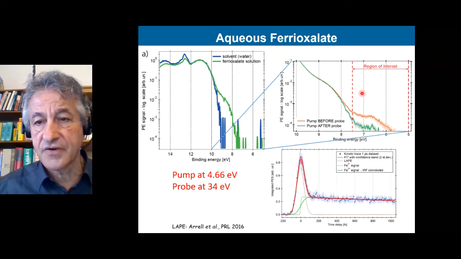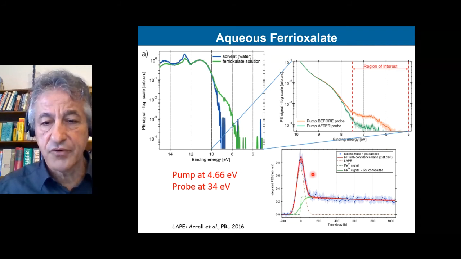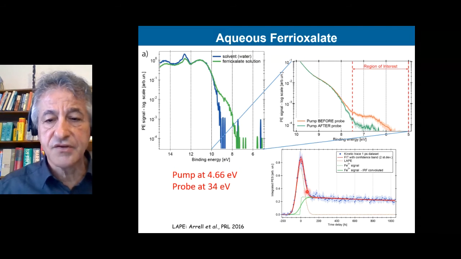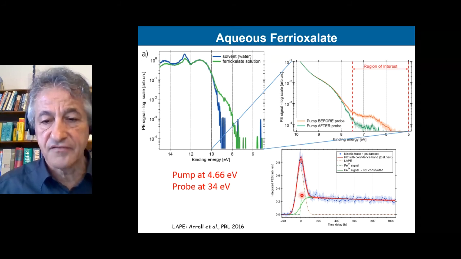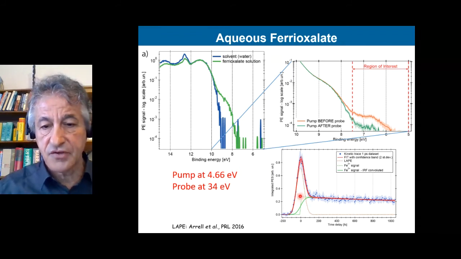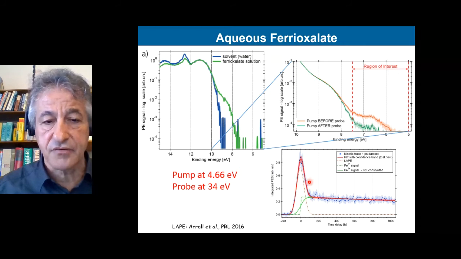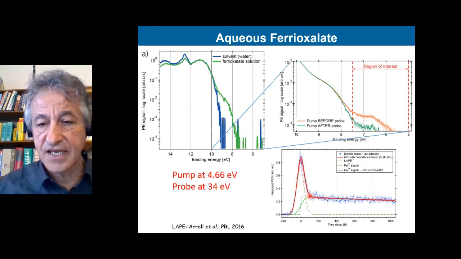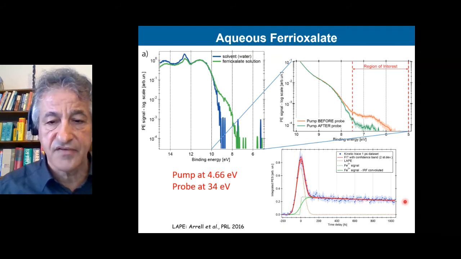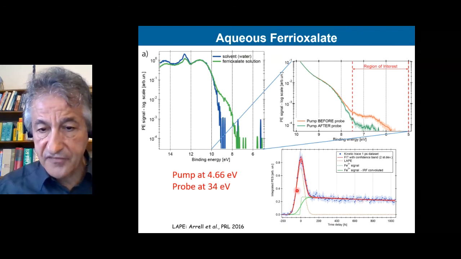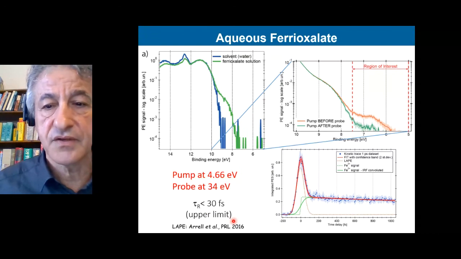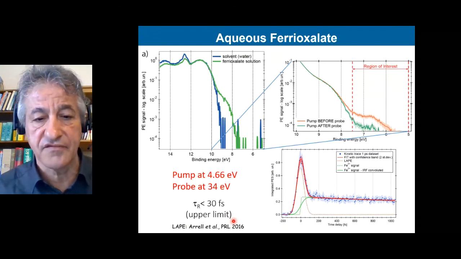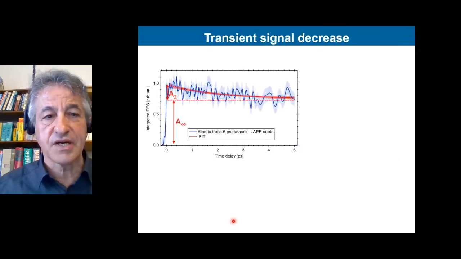And so if we integrate in this region and we look at the time profile, what we get is a sharp peak here, which is due to the laser-assisted photoelectric effect, which we had published a few years ago for liquids. This is basically the dressing of the photoelectron by the photons. And it's very useful because it gives us a cross correlation of our experiment. And then you have this decay going on and then flattening at some point. So we can fit this curve, and we came to the conclusion that the photoreduction takes place in less than 30 femtoseconds. Of course, it's probably taking place on much shorter timescales.